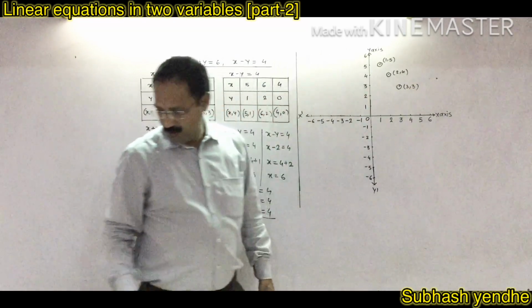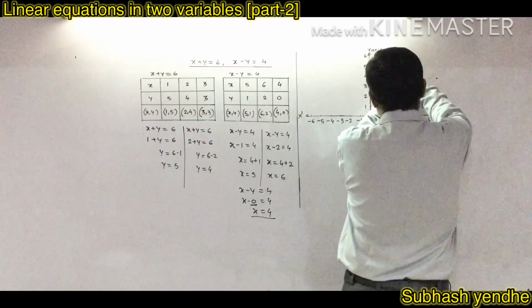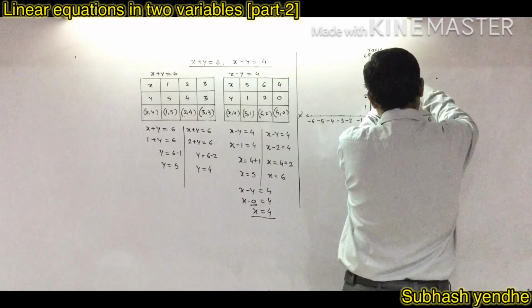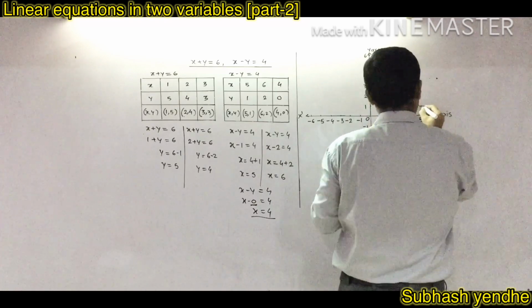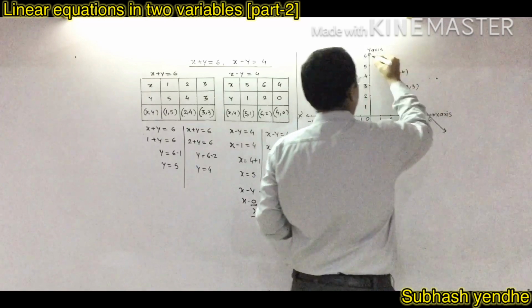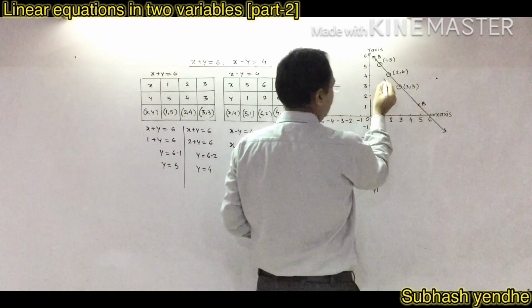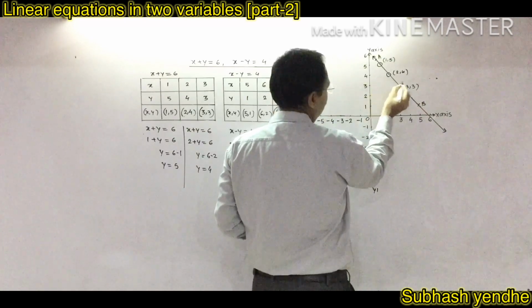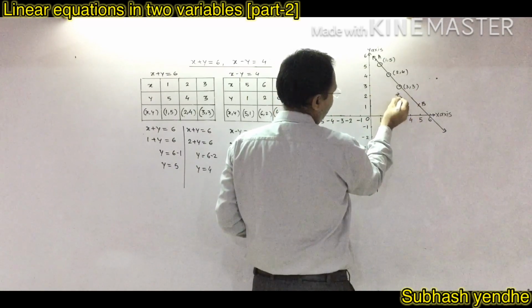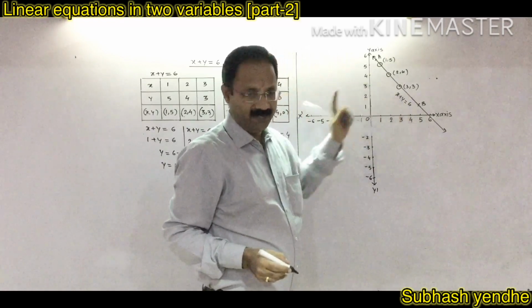Now join these three dots exactly. Give the name AB to this line and write down that this line is x plus y equal to 6. This line is related to this equation.